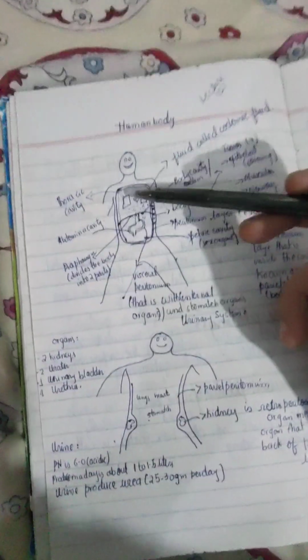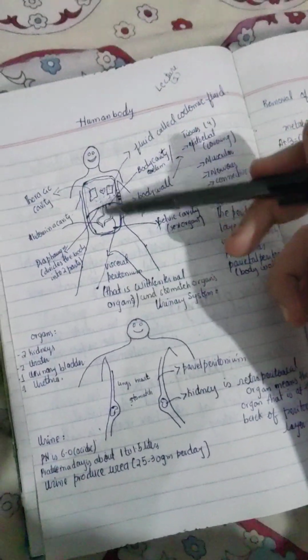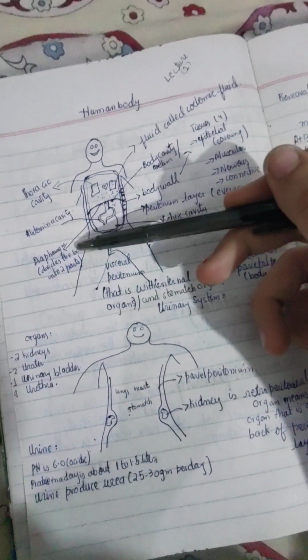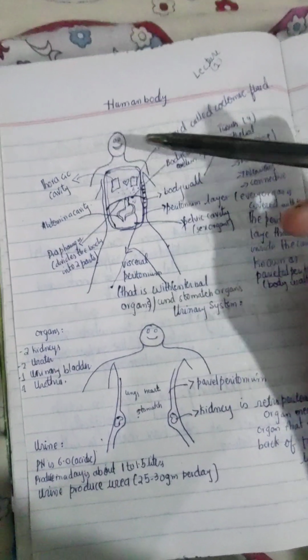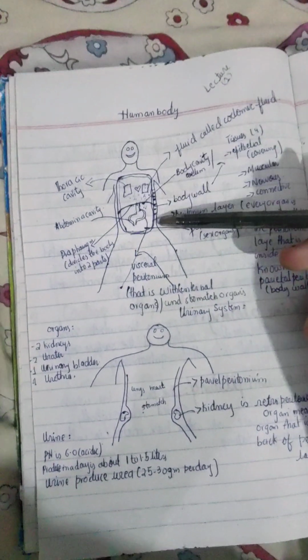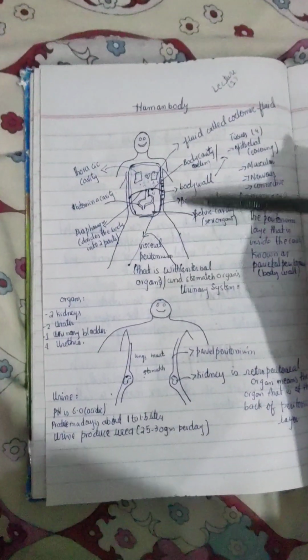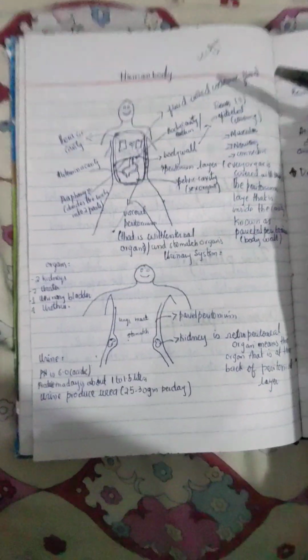So our body consists of this part and this part. It is divided by this layer that is known as the diaphragm. The upper cavity is known as the thoracic cavity, and the lower cavity is known as the abdominal cavity. So I hope you get it.